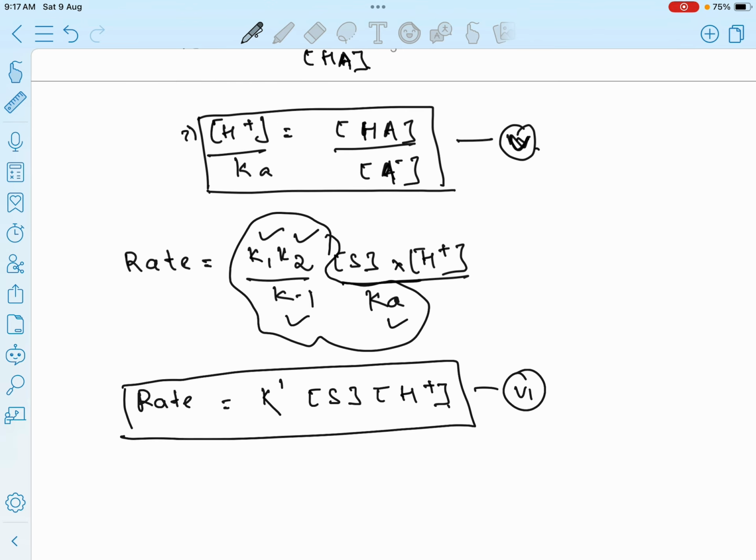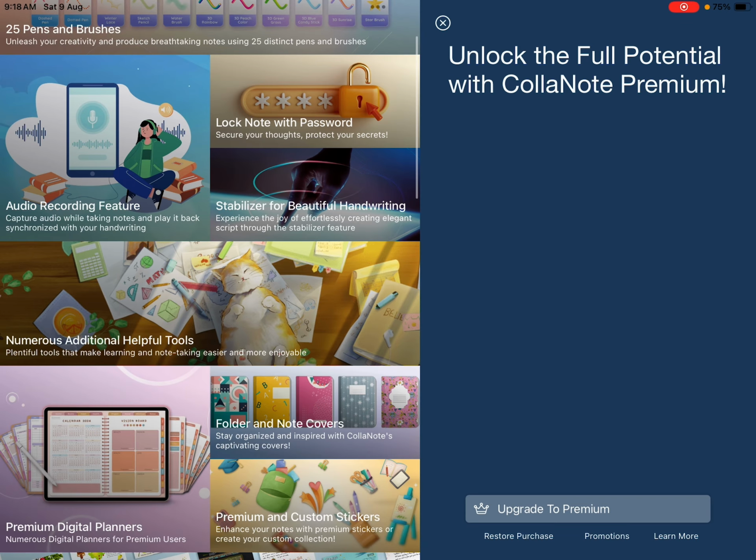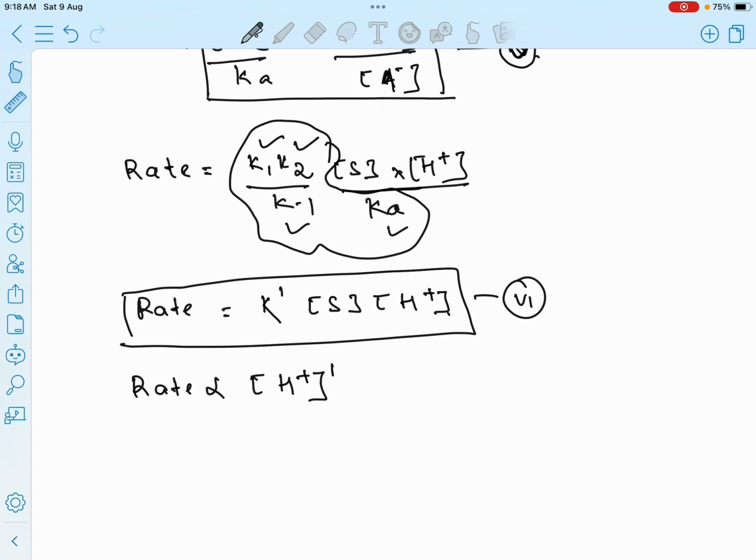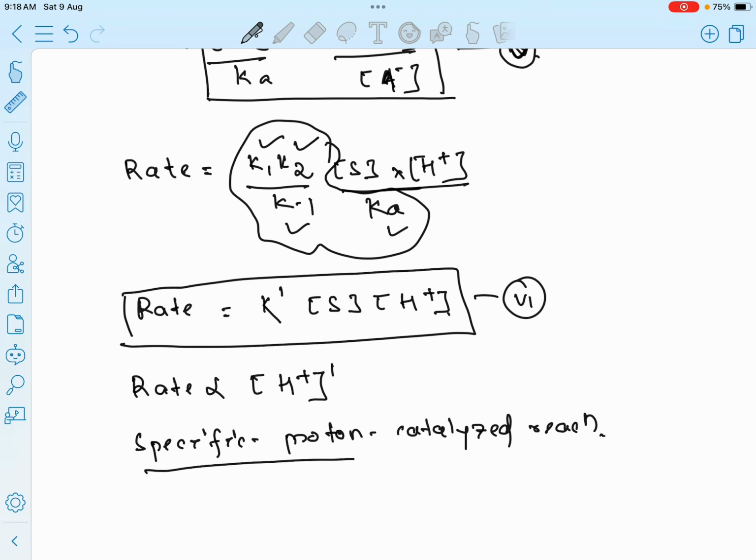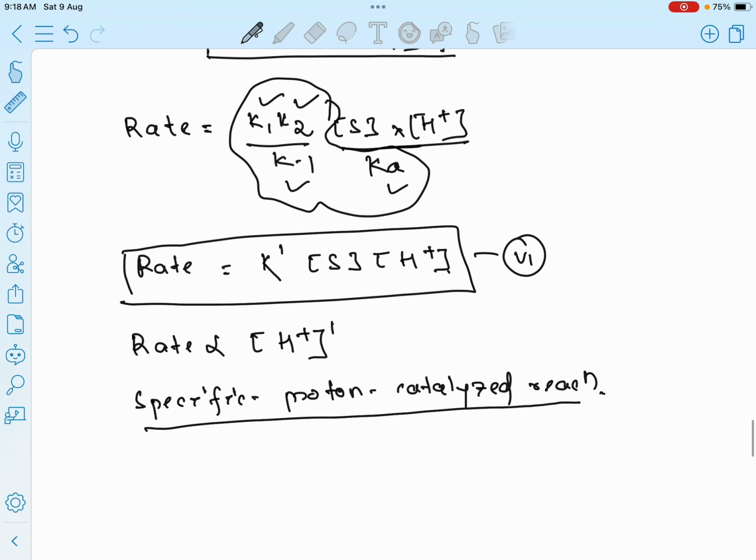Here the rate is directly proportional to the concentration of H plus only, specifically the proton only, and this is first order. Therefore we can say this is called a specific proton catalyzed reaction, because the reaction rate is directly proportional to the concentration of the H plus ion or the proton. Okay, so here what is K?